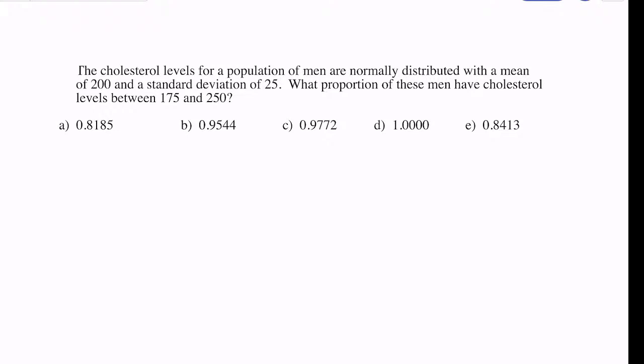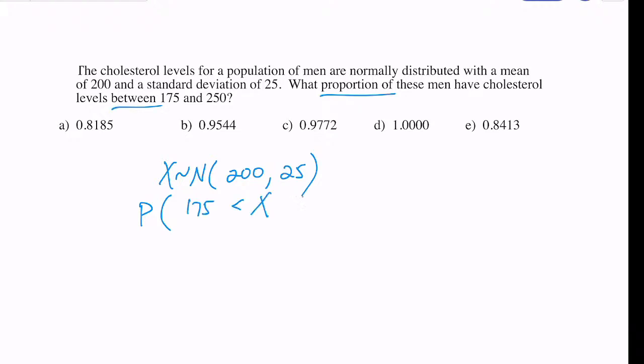So drawing from the information, X is normally distributed with a mean of 200 and a standard deviation of 25. What is the proportion of men with a cholesterol between, so X is between 175 and 250, and that's what I want to find. This again is an X-type 1 problem, where I need to standardize and then go on to my Z table.